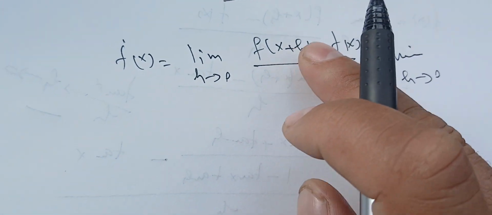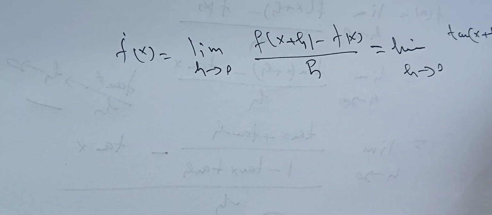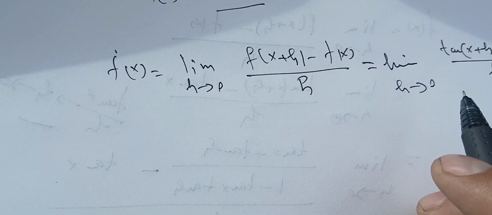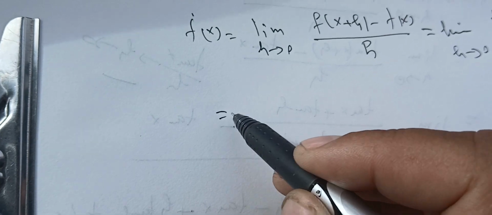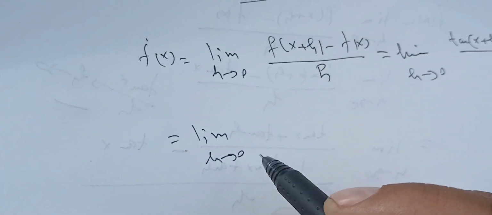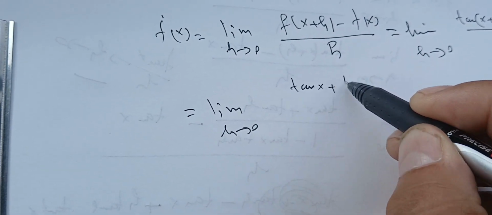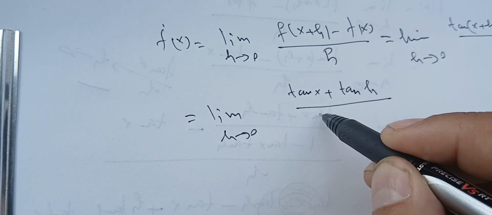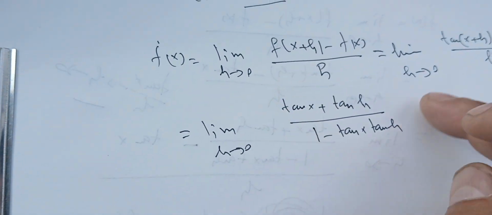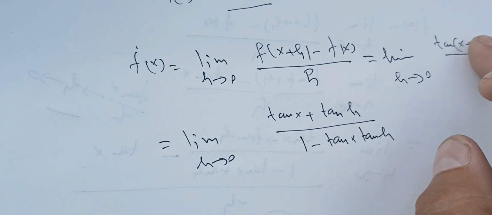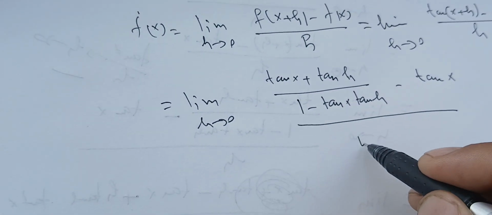Now we just substitute. So here we have tangent of x plus h minus tangent of x over h. Now we need to know the formula for the sum of the tangent. We will prove it later; I think I have mentioned that. So the tangent of x plus h is tangent x plus tangent h over 1 minus tangent x tangent h, minus tangent x, everything over h.